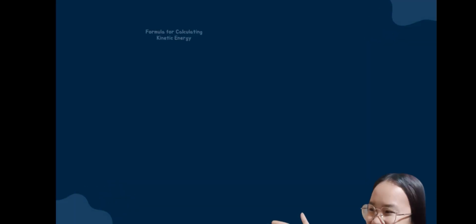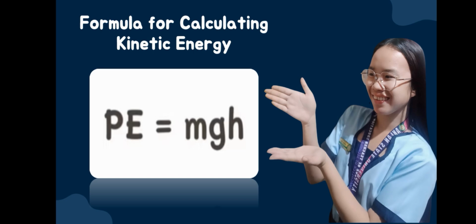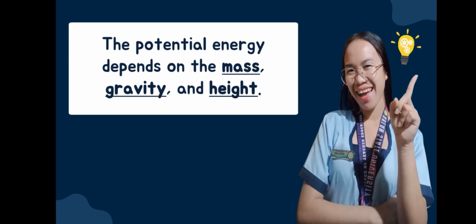The formula for potential energy is PE equals mgh, where PE stands for potential energy, m for mass, g for gravity, and h for height. This is expressed as mass times gravity times height. Potential energy depends on these 3: mass, gravity, and height.